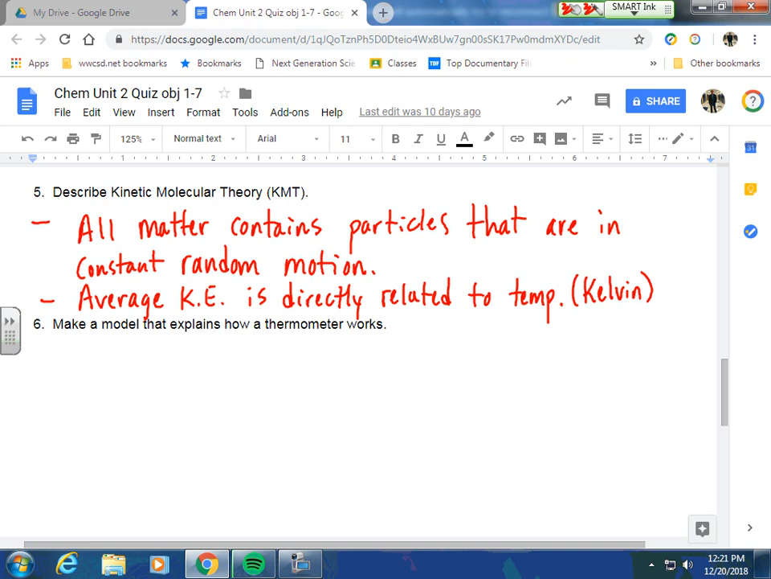Okay, and then 6 was the last question, right? This was a doozy. Okay, so some things we're going to need for a model of how a thermometer works. First of all, we're going to need at least 2 pictures.